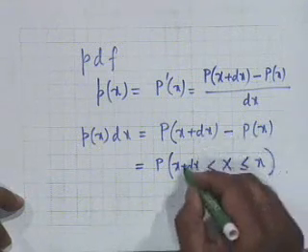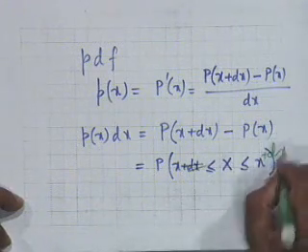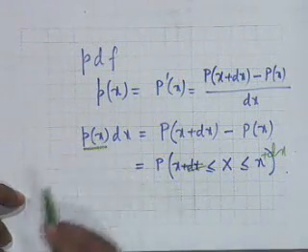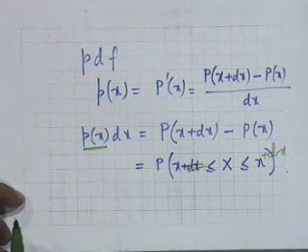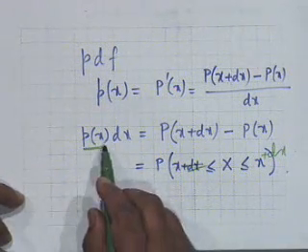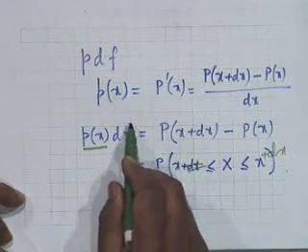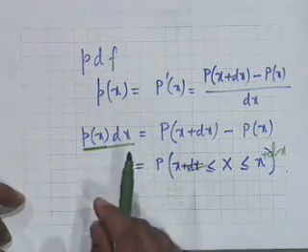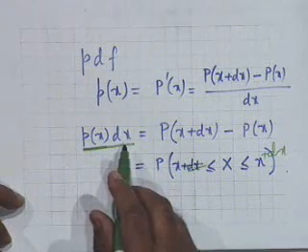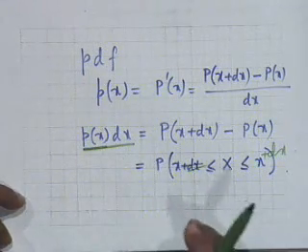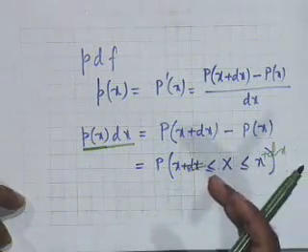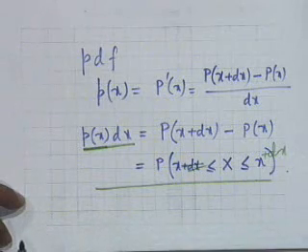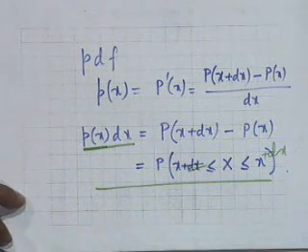That is correct. This is the interpretation. Small p of x is the probability density function, and small p of x multiplied by dx is an element of probability, or a probability element. Small p of x dx is a probability element which indicates the probability that the random variable lies between small x and small x plus dx. This is the interpretation of the probability density function.